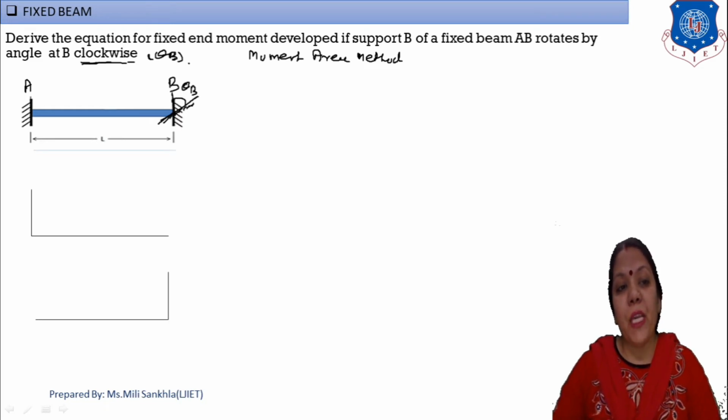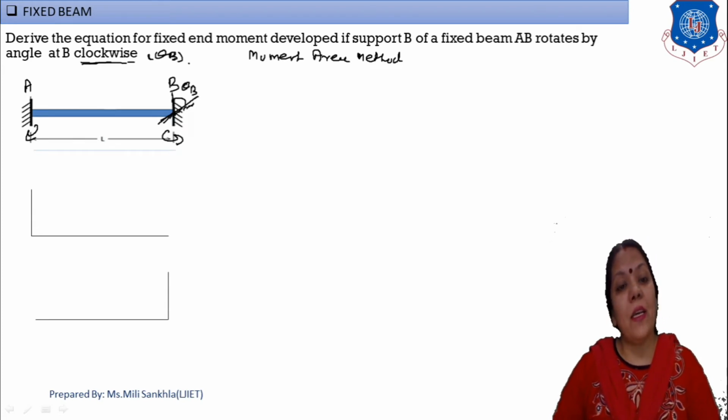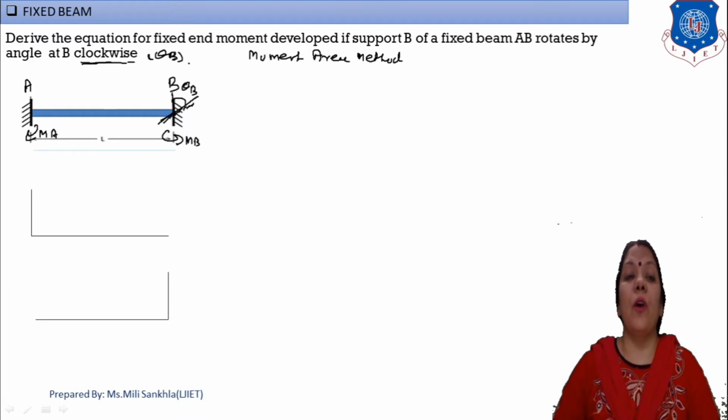Now if our support B rotates in clockwise direction, support B resists this clockwise rotation in anti-clockwise direction. And to resist this anti-clockwise, support A rotates in clockwise direction. Write down, this support induces moment at B and this support induces moment at A. This is only the sign convention assumption. If my answer is opposite, then I will change this sign convention because my answer is right.